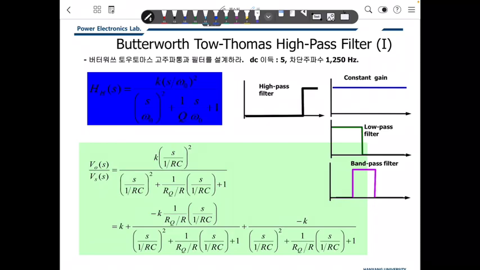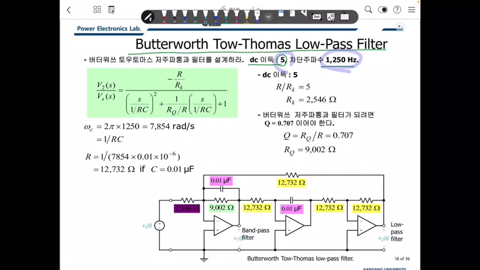And you can use similar things, the Butterworth or Thomas high pass filters. Then the same way, same sequence. Then how can you do that? High pass filters. Actually, here we have two things: the low pass filters and the band pass filters. Then we don't have high pass filters. Then how to make a high pass filter? How can you make a high pass filter?